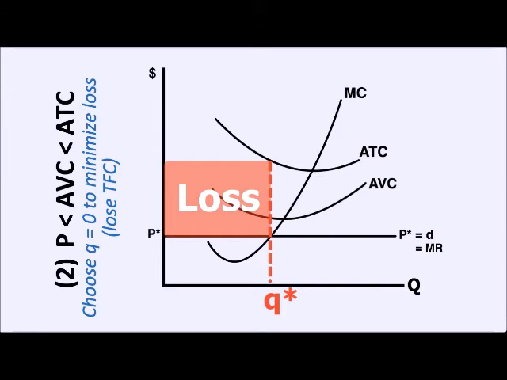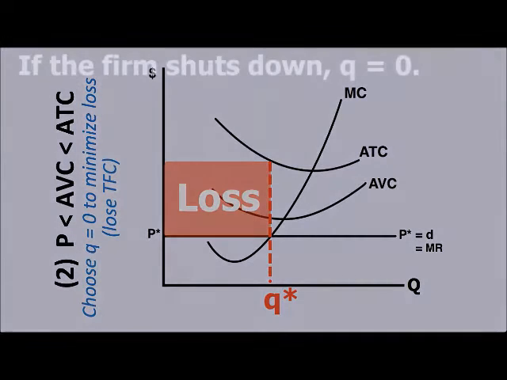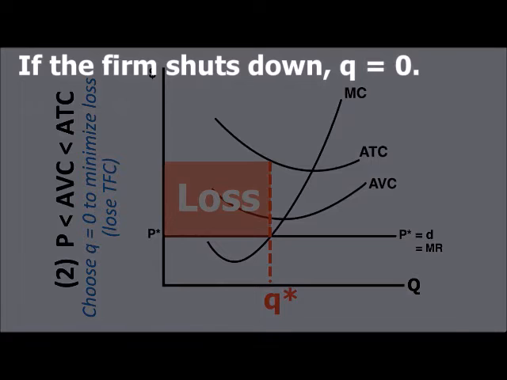So you have to start asking yourself, if I'm losing money, should I shut down? Well, what happens if you shut down? If you shut down and choose not to produce anything, I can choose Q star and lose the amount that I've shown here. Or I can shut down, then what happens? If I shut down, that means I'm producing 0. Well, if I produce 0, how much total revenue am I bringing in? Well, I'm not bringing in any because I'm not selling anything. But what's my total cost?